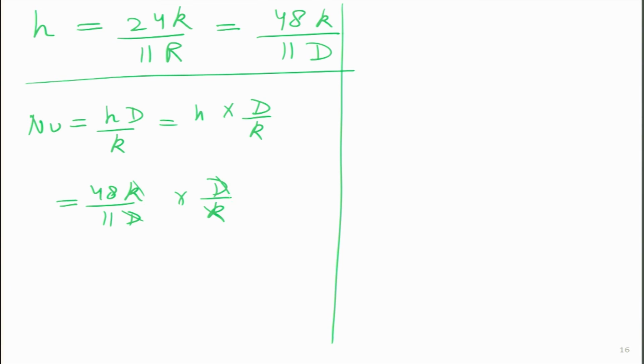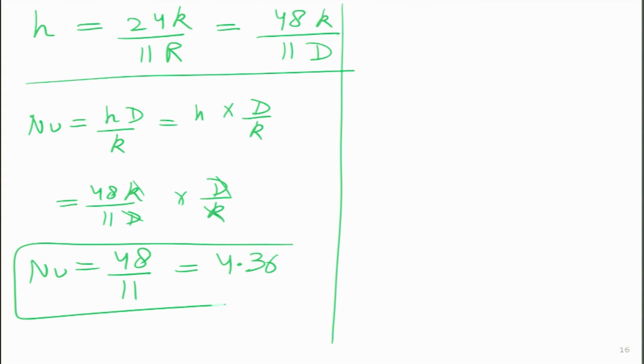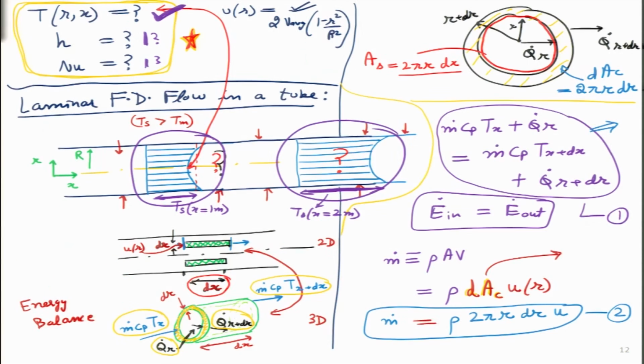See how simple it becomes. So, Nusselt is nothing but 48 by 11. It cannot get any simpler than that. Just a number, 4.36. So for all this derivation, the final answer turns out to be just a number, 4.36. And we go back just 2-3 slides back over here, and look, we have solved this question mark also and this question mark also.